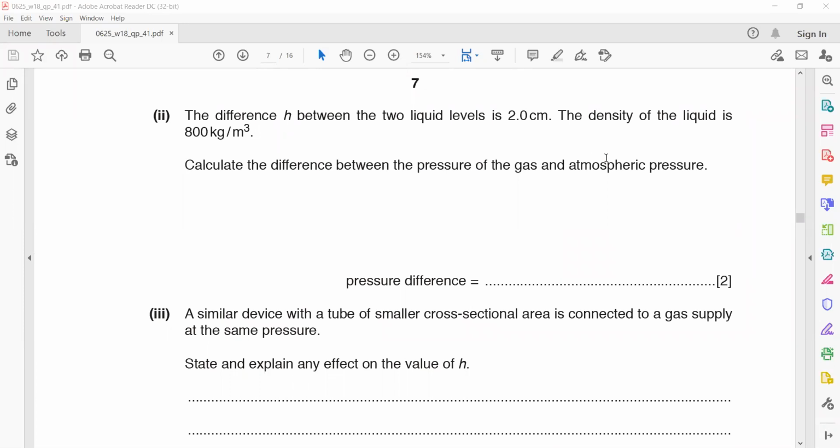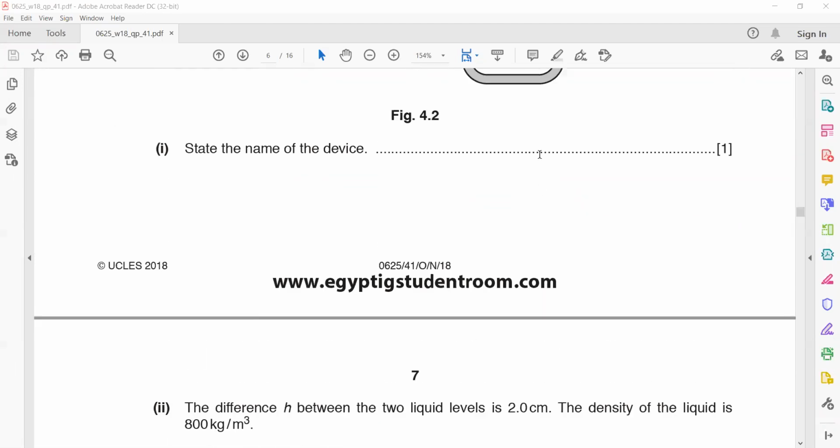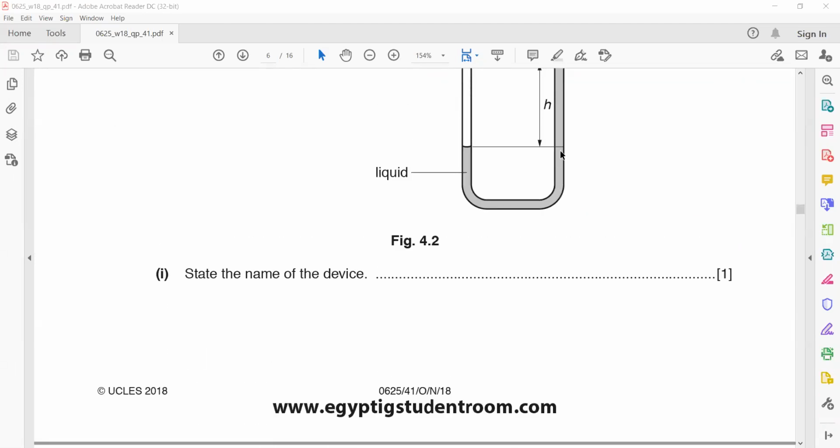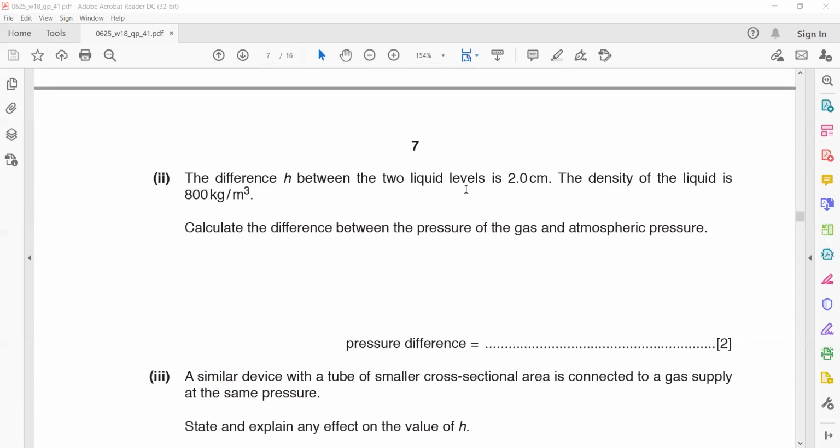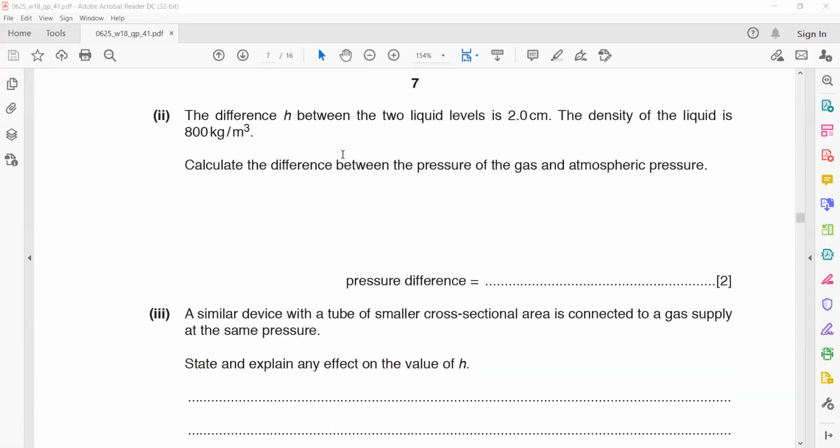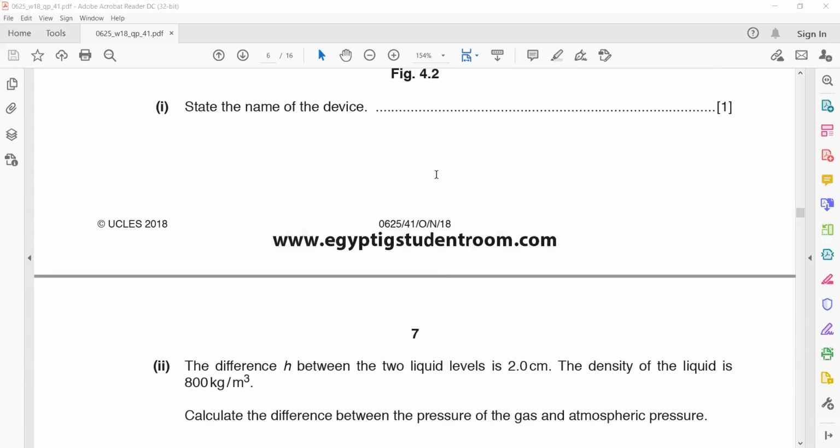that is called a barometer. The device which is used to measure the atmospheric pressure, that's a barometer. So in the question, this height is 2 centimeter. The density of the liquid is 800. Calculate the difference between the pressure of the gas and atmosphere.